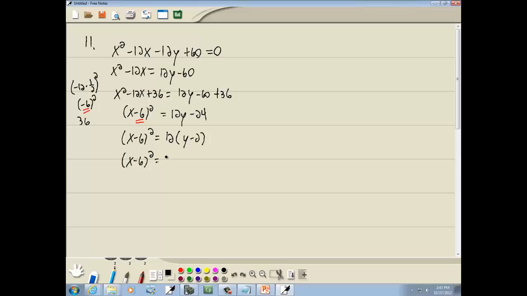And we want to rewrite this as 4 times something. So 12 becomes 4 times 3. This is our h, and it's going to be opposite sign, so it'll be positive 6. This is our k, and its opposite sign, so it'll be 2. And this is our p, and its same sign, so it'll be 3. Our vertex, no matter which form, is always h, k. So this is 6, 2.